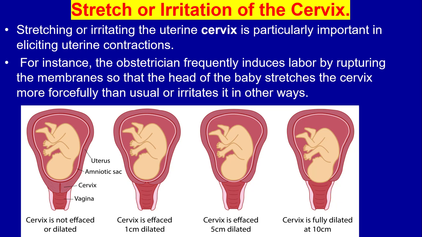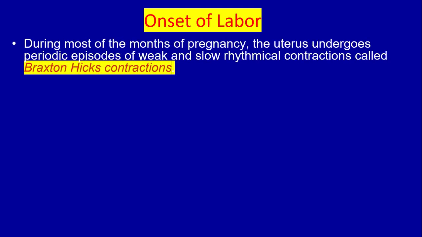For instance, gynecologists frequently induce labor by rupturing the membrane so that the head of the baby stretches the cervix more forcefully than usual, or irritate it in other ways. As the stretching of the uterus causes contraction of the uterine wall, obstetricians usually rupture the fetal membrane, cause stretching of the cervix forcefully, or irritate it in other ways.